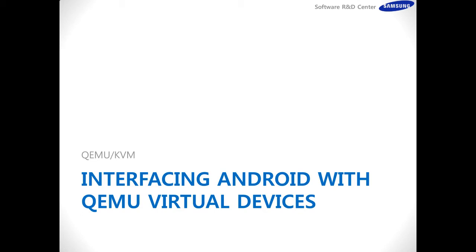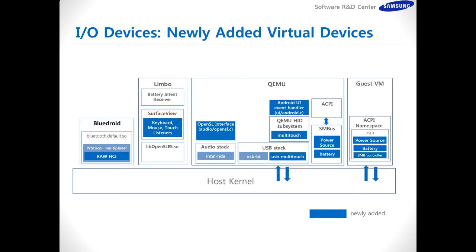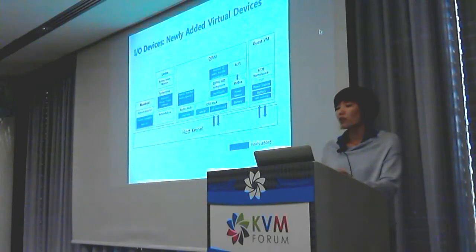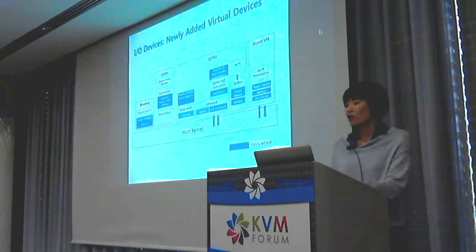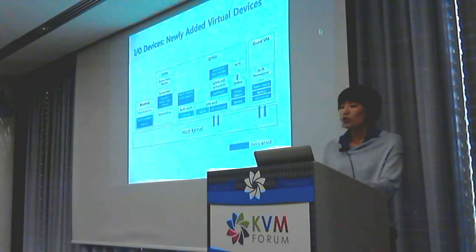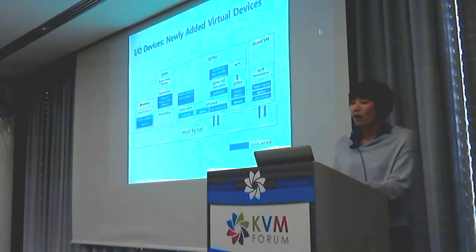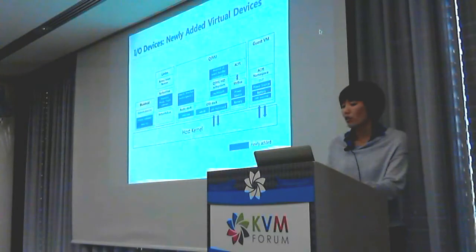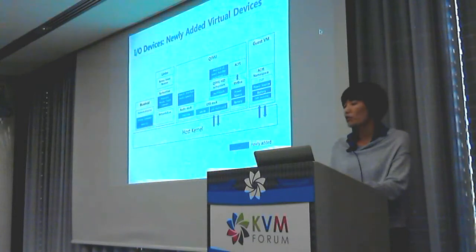Now I will talk about how we interfaced Android with QEMU virtual devices. This is the architecture of our newly added virtual devices. We had modifications in Bluedroid, Limbo and QEMU together. Regarding Bluetooth, it is virtualized as a USB Bluetooth, and to handle the raw HCI packets at Bluedroid, we had modified Bluedroid. And regarding multitouch, we had to add some modules inside the USB stack as well as the QEMU HID subsystem.